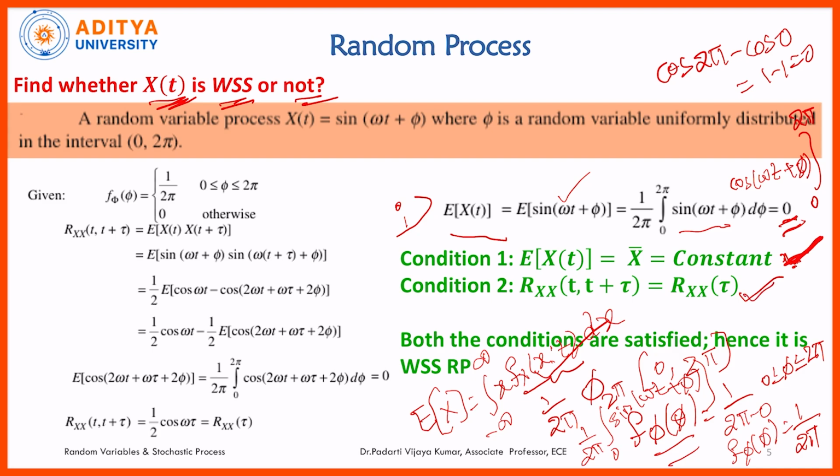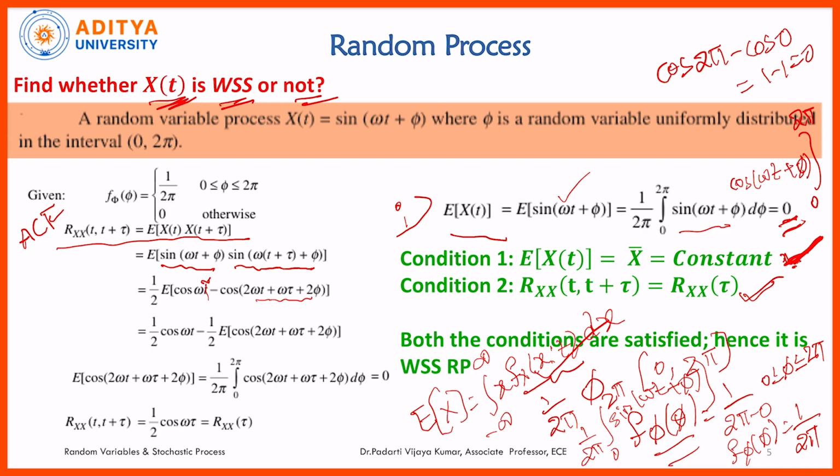Next, let us check the second condition. What is the second condition? We need to compute the autocorrelation function. The autocorrelation function is mathematically defined as Rxx of t comma t plus tau equals the expectation of x of t into x of t plus tau. So sin omega t plus phi, sin omega t plus tau plus phi. We know the formula that sin A sin B can be written as 1 by 2 times cos A minus B minus cos A plus B.